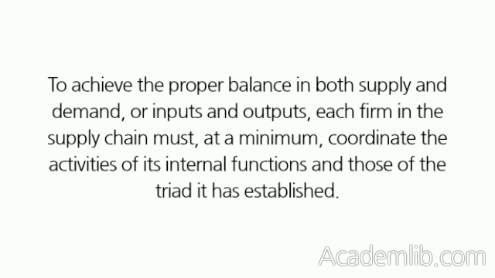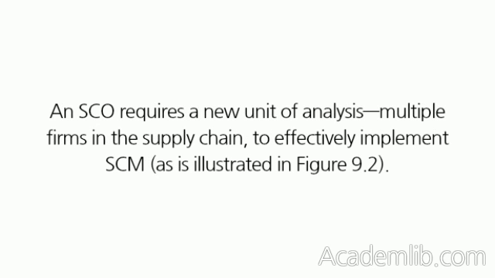To achieve the proper balance in both supply and demand, or inputs and outputs, each firm in the supply chain must, at a minimum, coordinate the activities of its internal functions and those of the triad it has established. An SCO requires a new unit of analysis, multiple firms in the supply chain, to effectively implement SCM, as is illustrated in Figure 9.2.